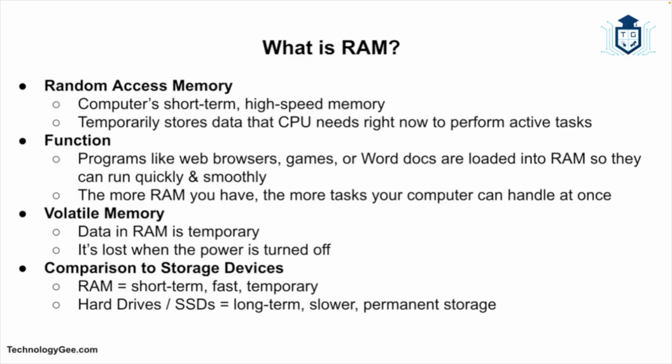And hard drives and SSDs, these are like your long-term memory. They're slower, but they keep things around permanently. RAM, on the other hand, is all about speed and temporary storage while the system is on.